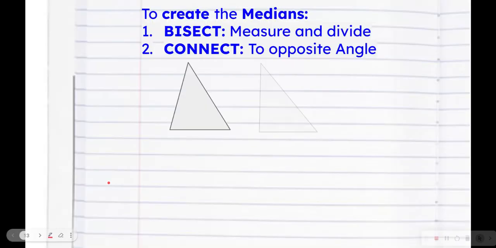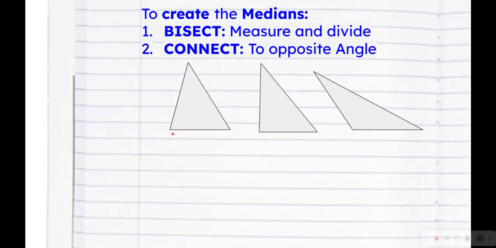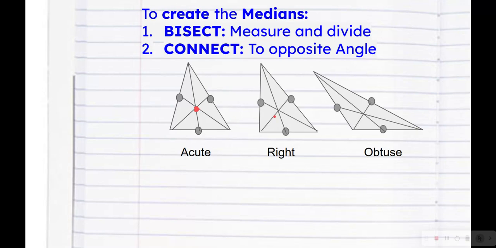Again, we have an acute, an obtuse, and a right. So grab your rulers or your protractors and measure, let's do this in centimeters, measure each side of the triangle and bisect it, and then connect it to the opposite angle. So again, measure each side of the triangle, bisect it, connect it to the opposite angle. Okay, so pause the video and actually do that. Okay, hopefully you have already done it and you're unpausing the video, or you've already taken the notes on it.